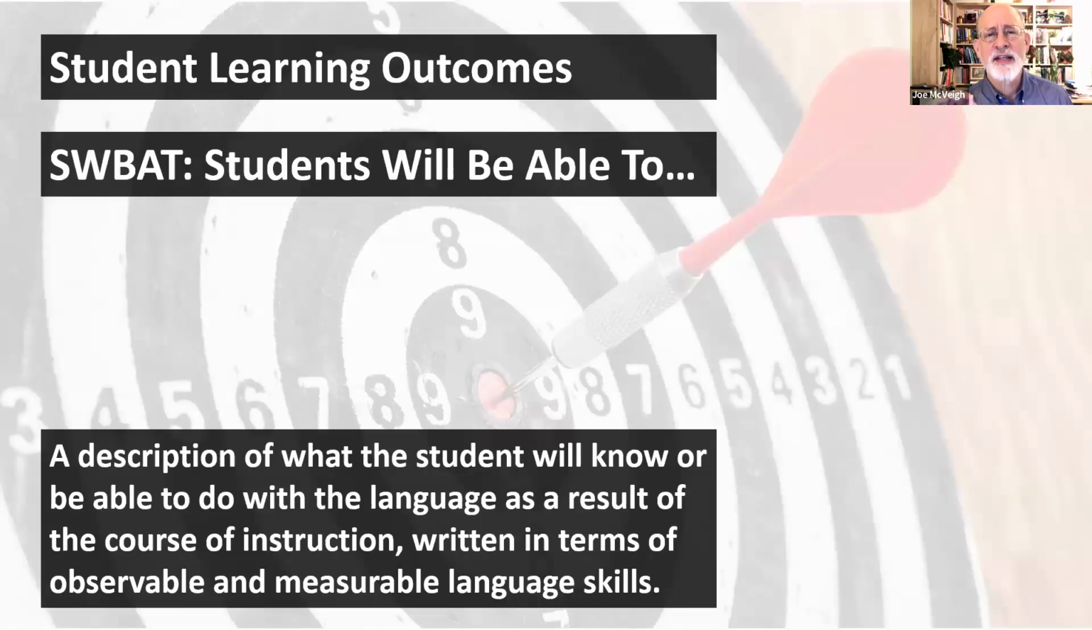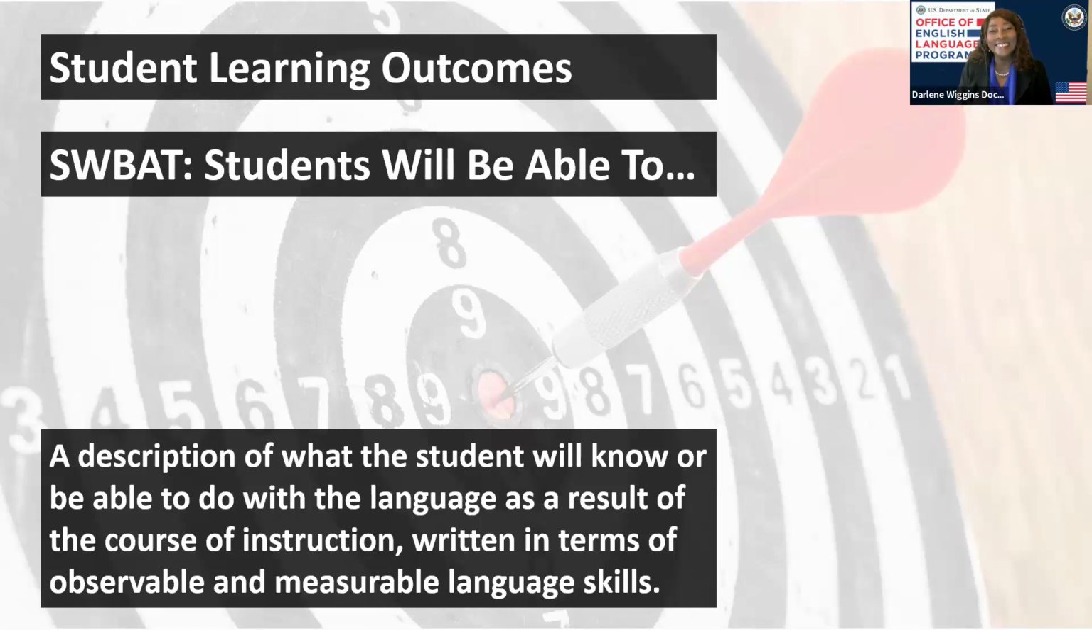Sometimes when teachers write these, they use this language. Students will be able to do something. And we sometimes abbreviate that by just using the first letters of each word of students will be able to, which is SWBAT. And if you say it fast, it sounds like SWABAT. Students will be able to.